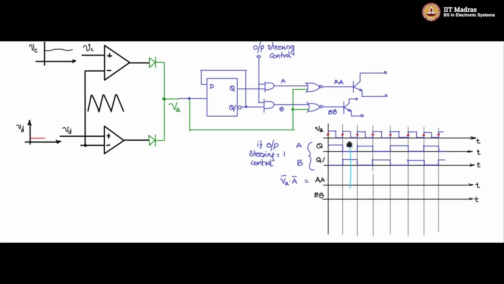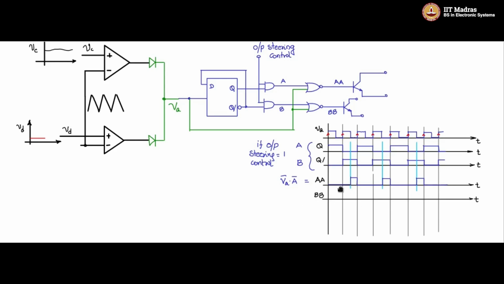So let me look at only those portions where you will get a pulse. I am just marking these portions. You see this is A bar, this will be high, and during that time VA bar, this portion will be high. So what I'm showing here with the cursor. Likewise this portion. I'm marking those portions and I'm drawing the AA waveform. So it will be high only at these places.